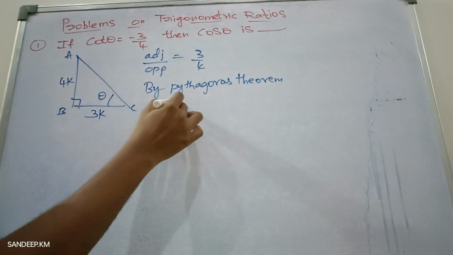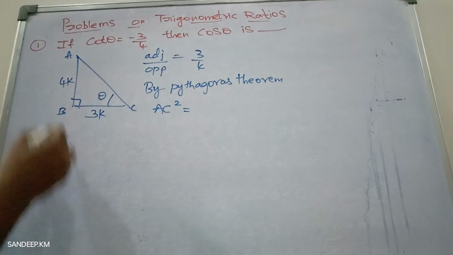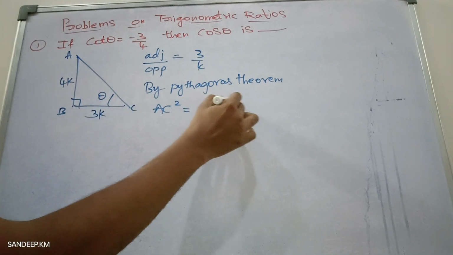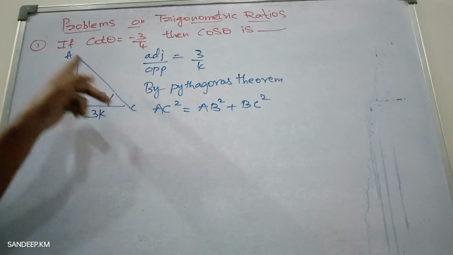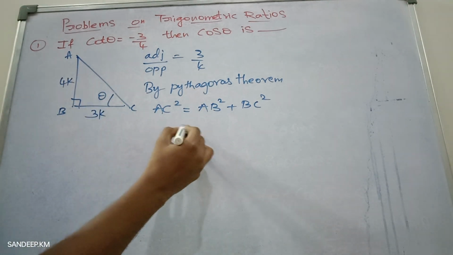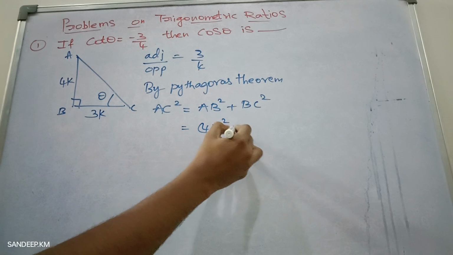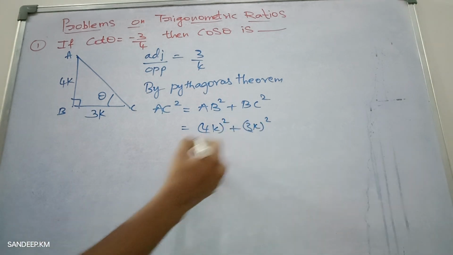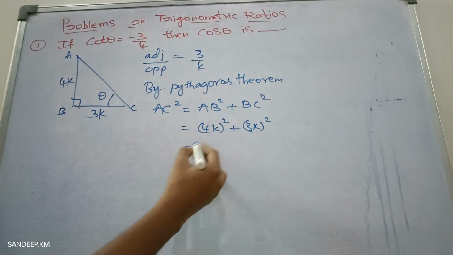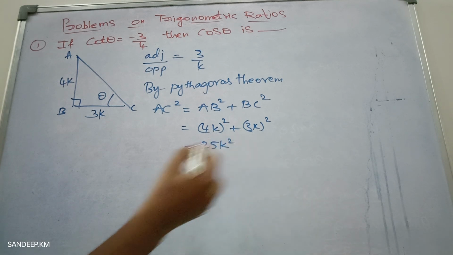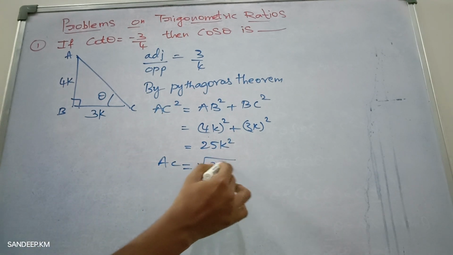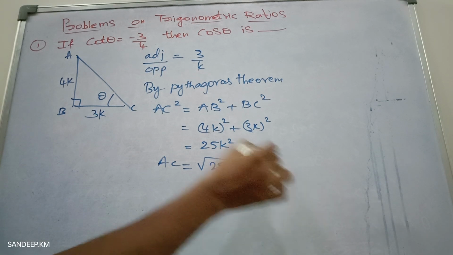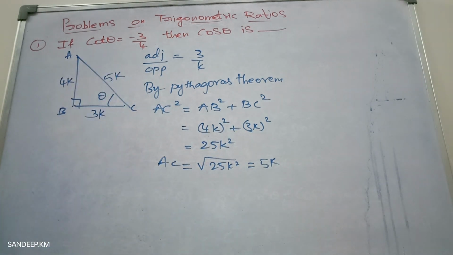You can say that AC, the hypotenuse, squared is equal to the sum of the squares of the other two sides, which means AC square is equal to AB square plus BC square. So using this, 4k whole square plus 3k whole square, 16k square plus 9k square, you will get 25k square. And AC is equal to square root of 25k square, which is 5k. So I got the hypotenuse as 5k.